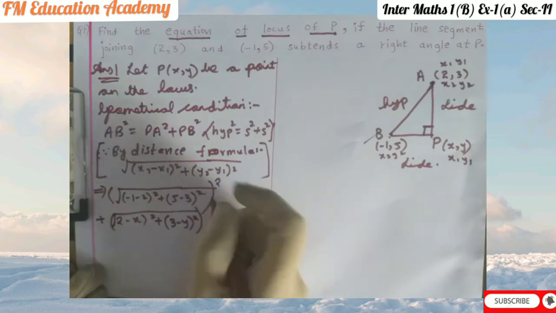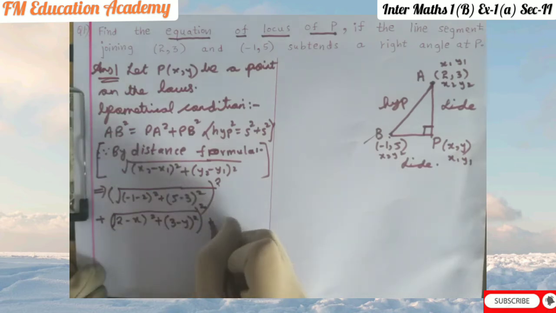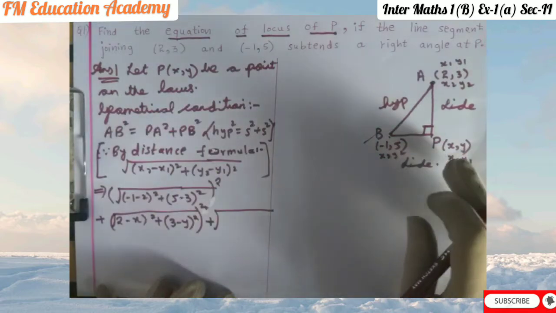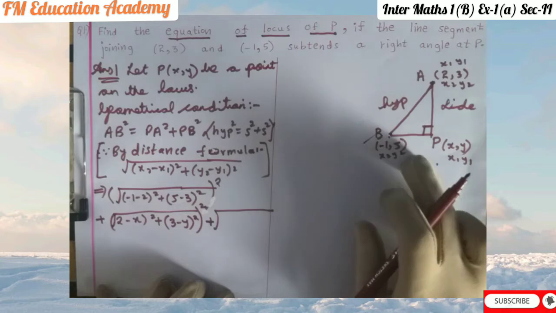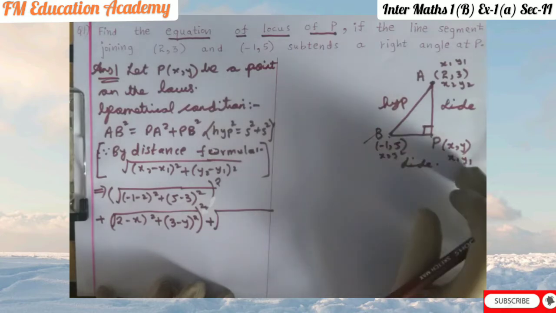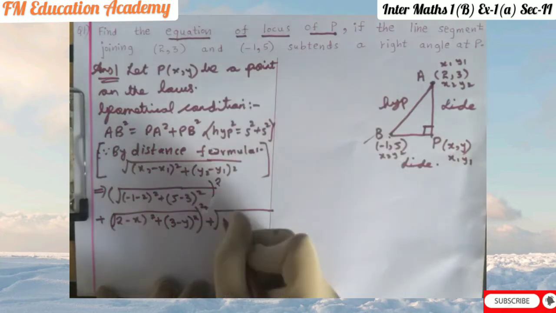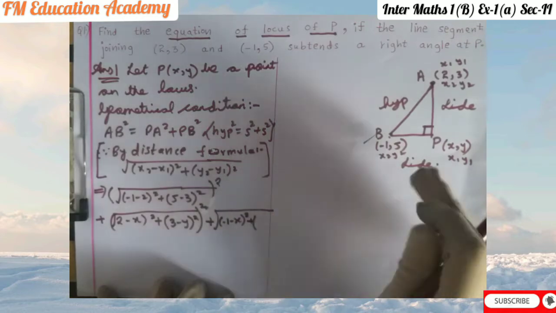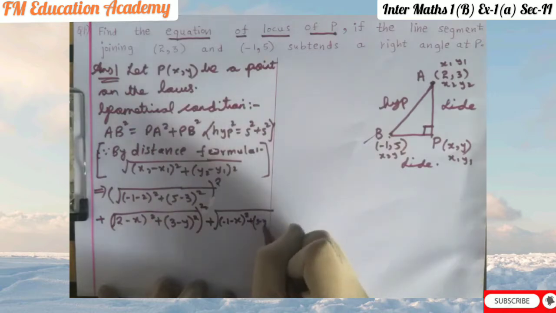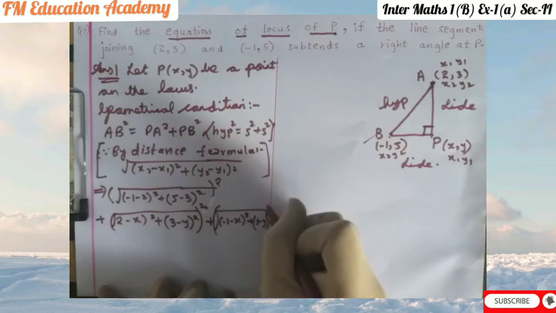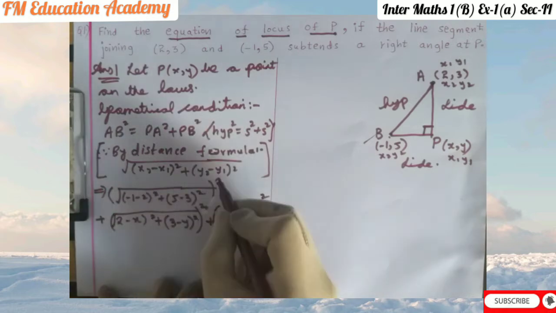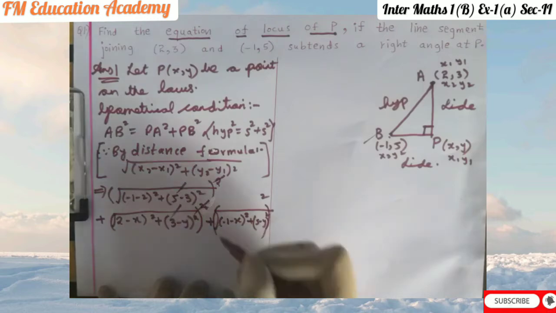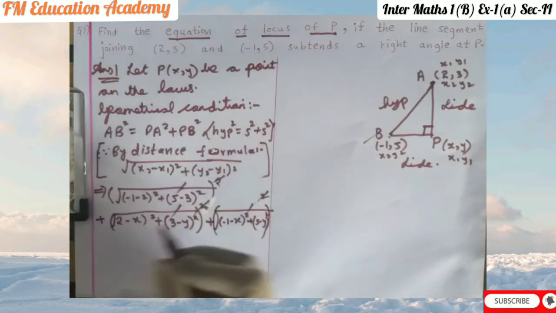Since it is PA whole square, we'll write square here, plus root of PB square, where P is (x1, y1) and B is (x2, y2). So root of (x2 minus x1) whole square, that means (-1 minus x) whole square, plus (y2 minus y1), that means (5 minus y) whole square, and since we have whole square here, this will be whole square. Now here root is there, here square is there, so square and root will get cancelled in each of the three terms.